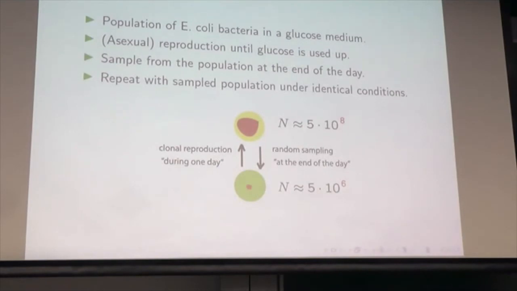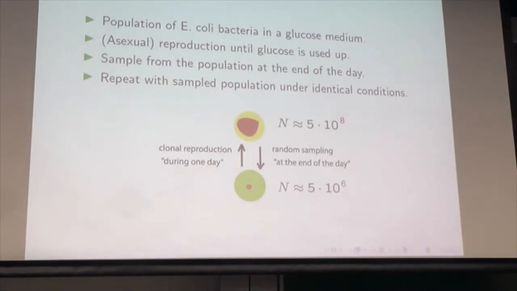This slide is perhaps the most important slide of the talk. It explains what the Lenski experiment is. We have a population of E. coli bacteria in a glucose medium, and they reproduce asexually. So they don't need to find mates. They can reproduce by themselves.